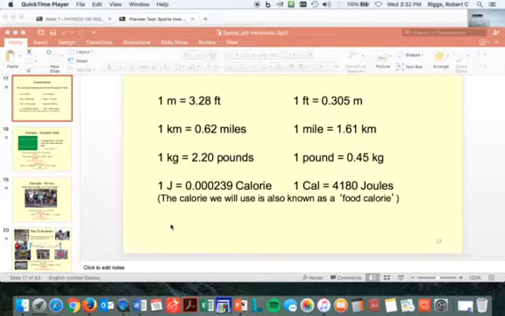Let's just talk about conversions and how we do conversions. The other thing that I do on these is I have these lab notes or homework notes, and let me show you what this looks like while I'm doing it.